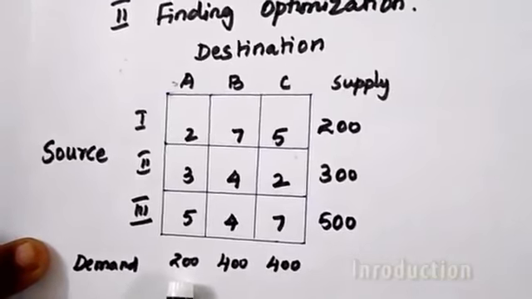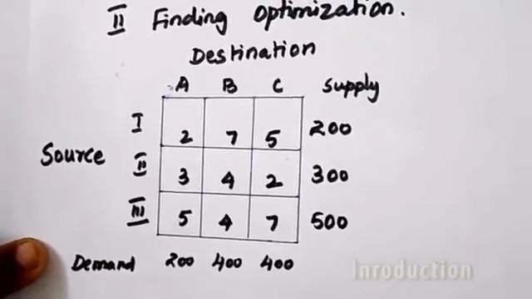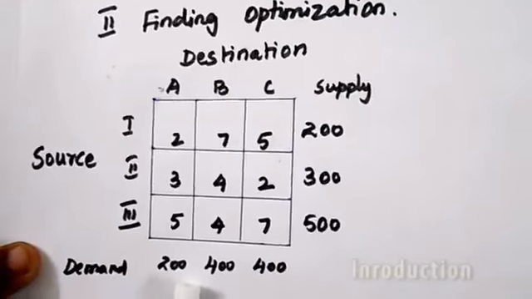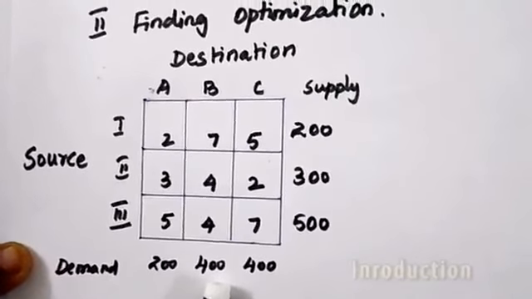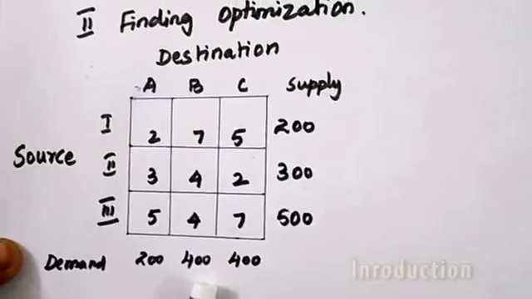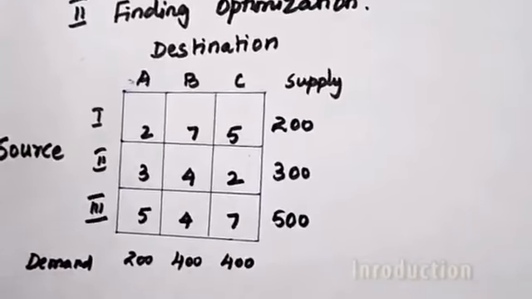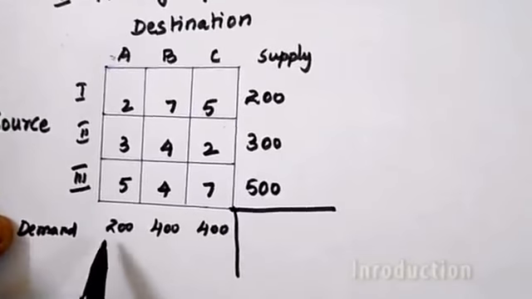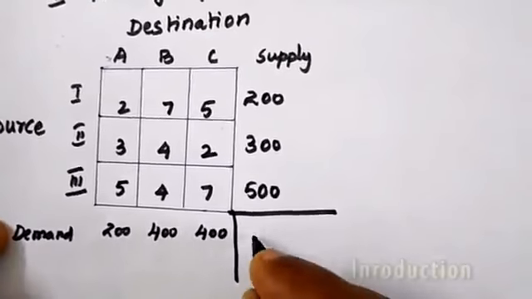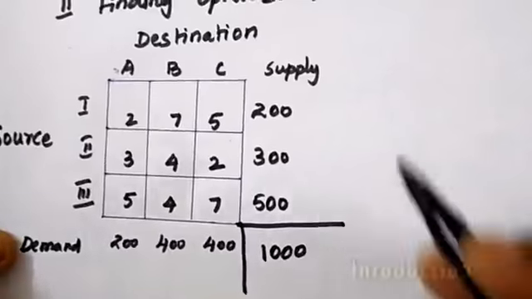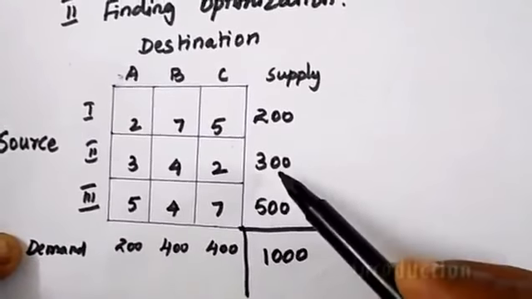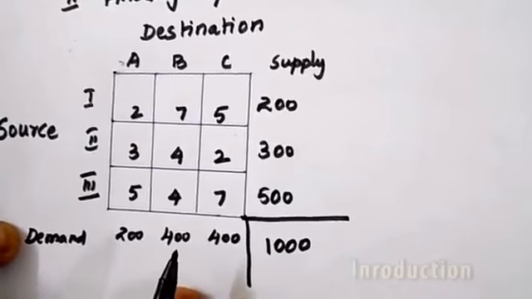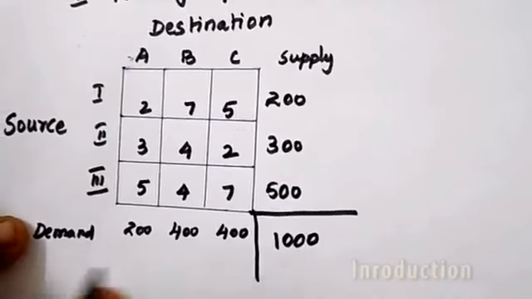I told you about the balanced transportation problem. Before you proceed, confirm whether it is balanced or unbalanced. How can you find out? Just compare the demand and supply. According to this problem, the demand is 200 plus 400 plus 400, which is 1000. The supply is 200 plus 300 is 500, plus 500, which is 1000. It is a balanced transportation problem, so you can proceed.